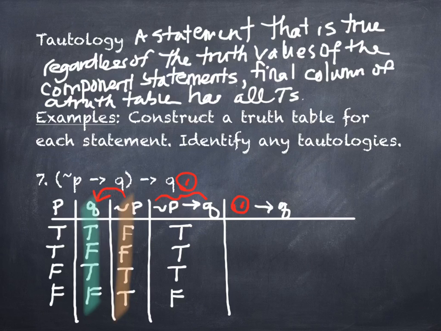Now we're going to take this new column that we just created, and we will call it blue. We'll do it in blue, and we're going to draw an arrow back to the same column Q that I just did. And let's do this in a different color as well. So we'll go back to this same column Q. So now we start out T implies T, that's true. T implies F, that's false. T implies T is true, and F implies F is true. But you notice that not all of them are true statements, so this is not a tautology.